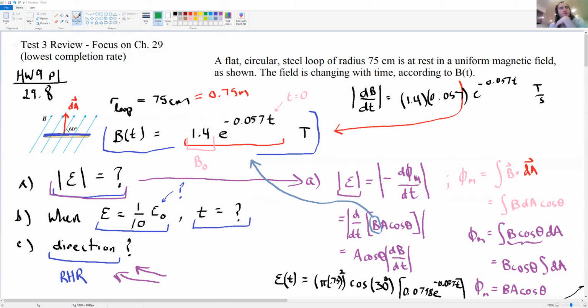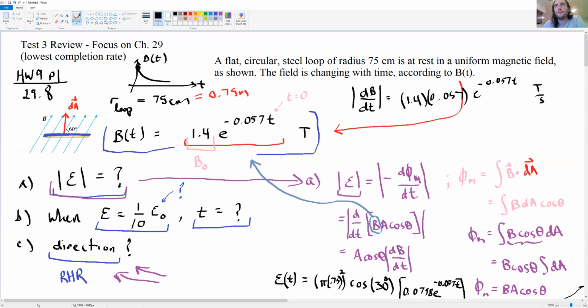Because this exponential function is decreasing with time, right? If we just take a quick little sketch just up here in the top, quick little sketch of the magnetic field, it starts out at its initial value up here, and it's going to decrease over time, right? That's what this exponential function does. It decreases because of the negative inside the exponent.